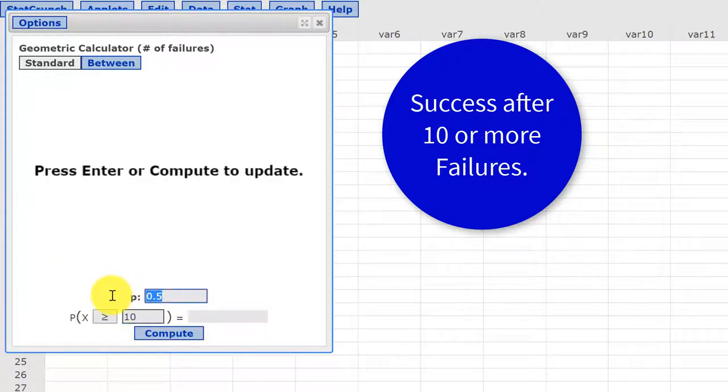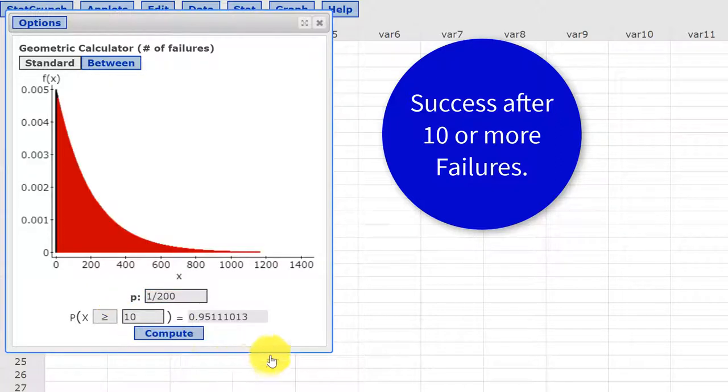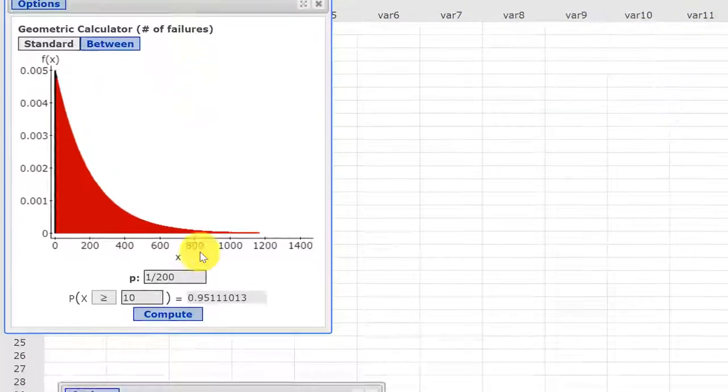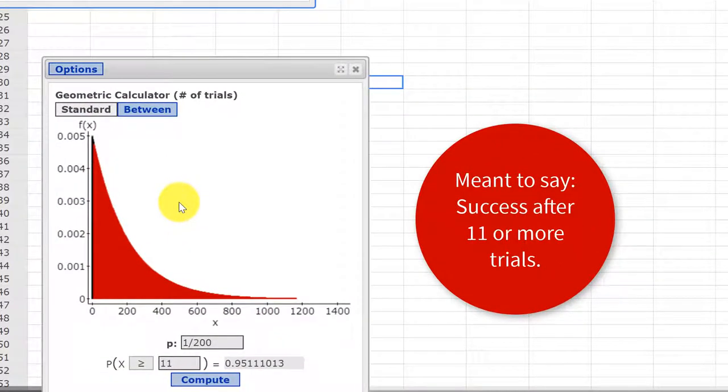And again, we need 1 divided by 200 for our probability. Click compute. And that gives us the same probability, 0.951. So we can either do it as 10 or more failures or 11 or more successes. So I hope this helps.